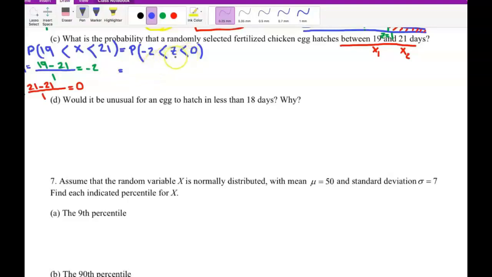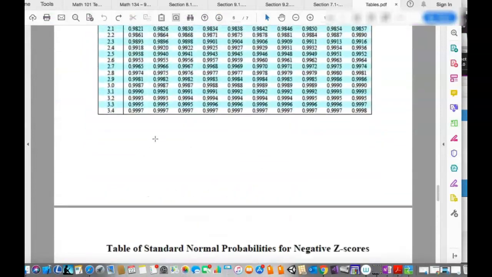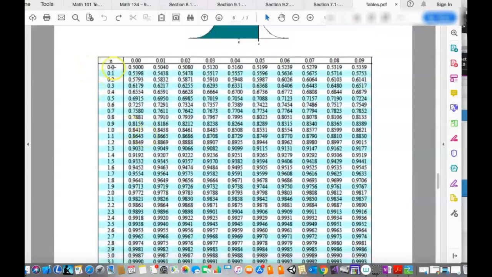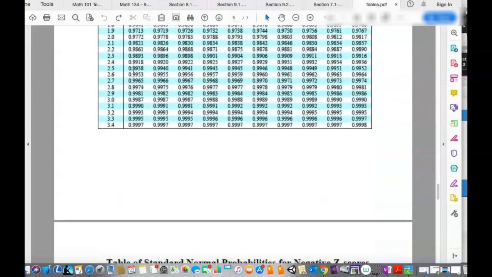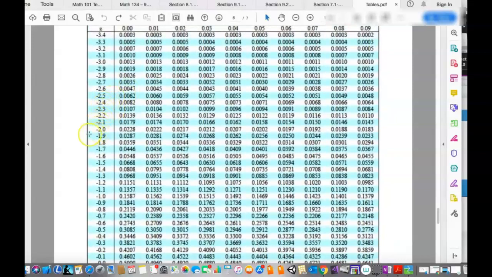So here we need to subtract when z is equal to 0. So let's go back to the table. And z is 0. Okay, so here is z equal to 0 and the answer for area in the body of the table we have 0.5000 or 0.5. And when z is equal to -2, so we need negative numbers. Okay, so here is -2 and the answer for area is 0.0228. So I'm using these two numbers.